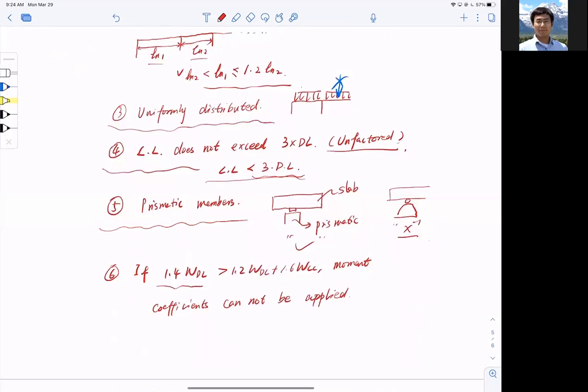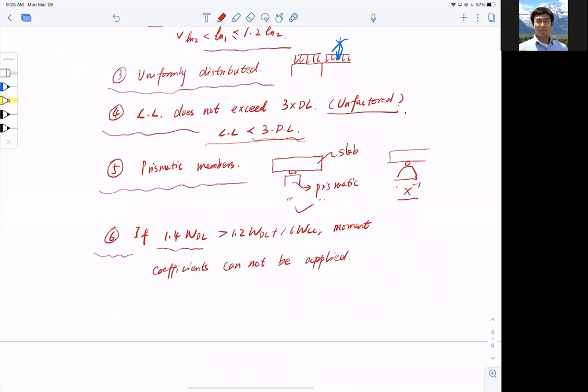And prismatic members, everything has to look square, cannot be round, smooth shapes, unfortunately. And last is that the 1.4 dead load cannot govern. If it governs, you cannot use moment coefficients. All right, so these are the rules.